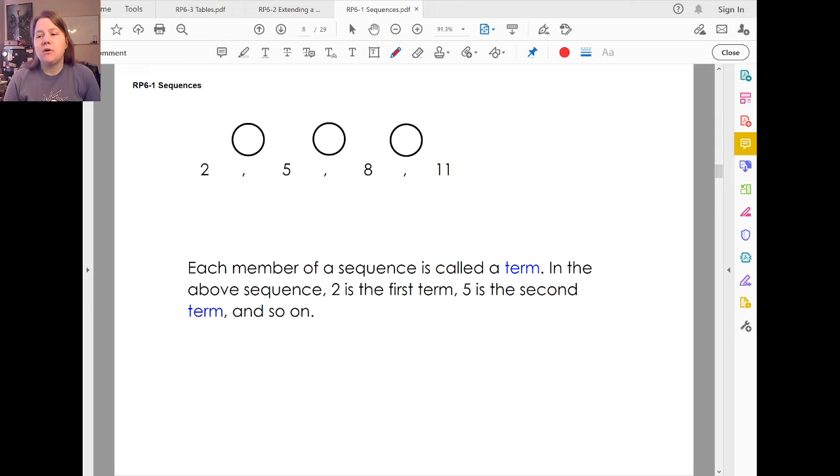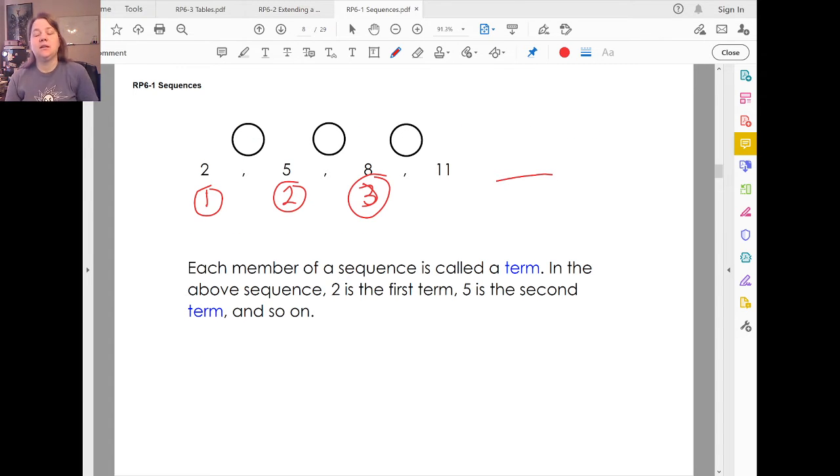So we have these 4 terms here. 2 is the first term. This is term number 1. 5 is the second term. 8 is the third term. It says what position in the sequence it is. So if we were to look for the 5th term here, we would look for 1, 2, 3, 4, 5, and we would look to extend this.